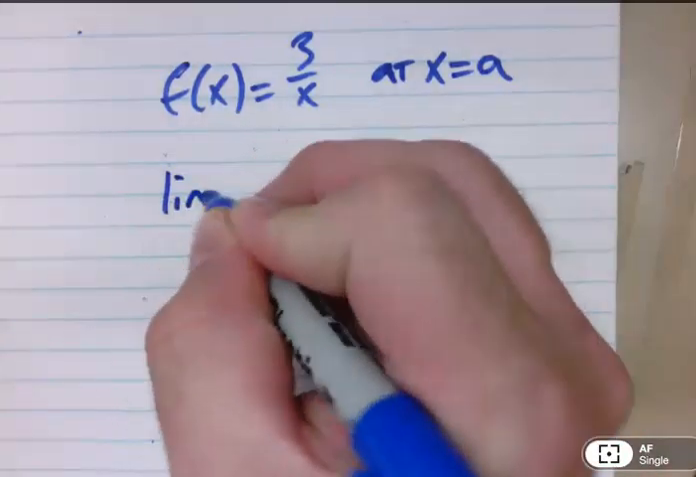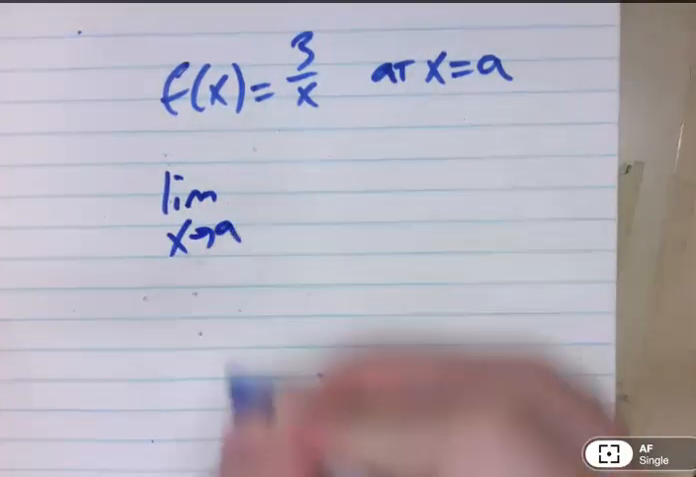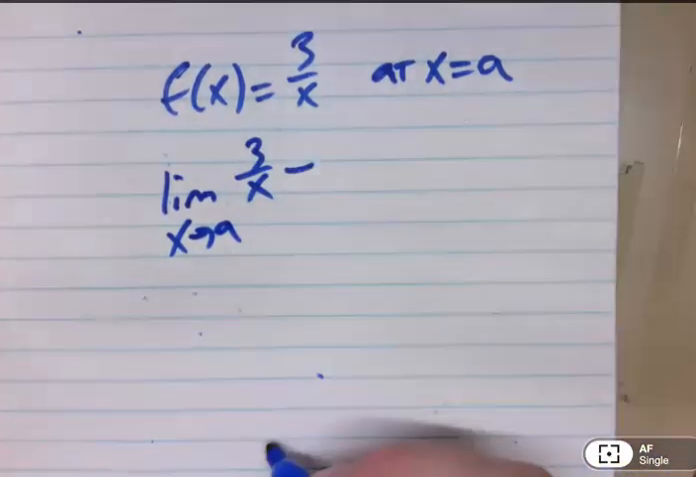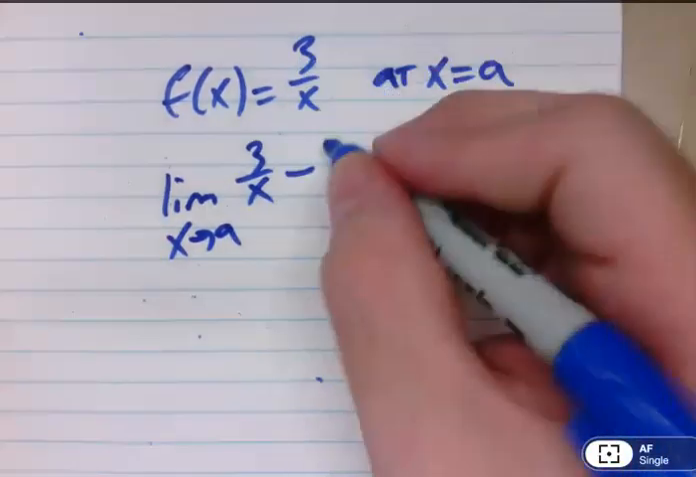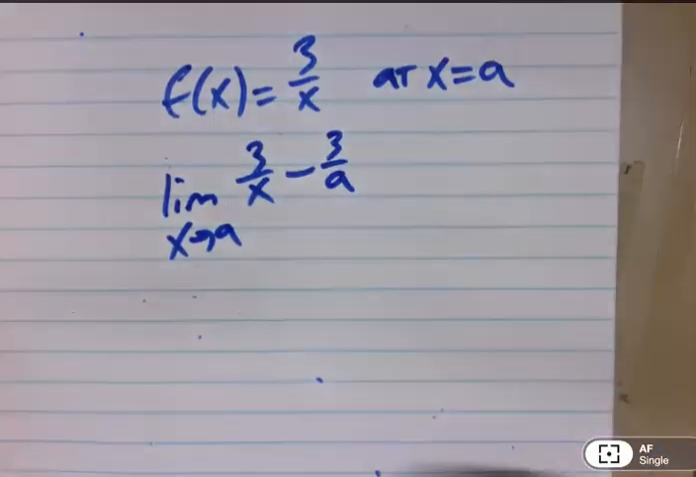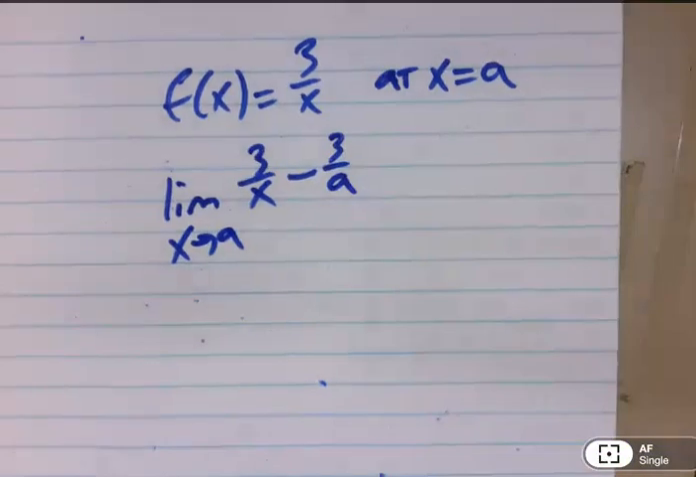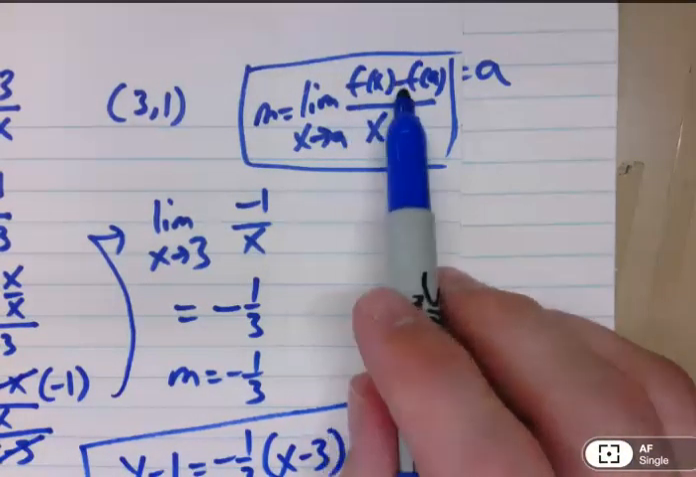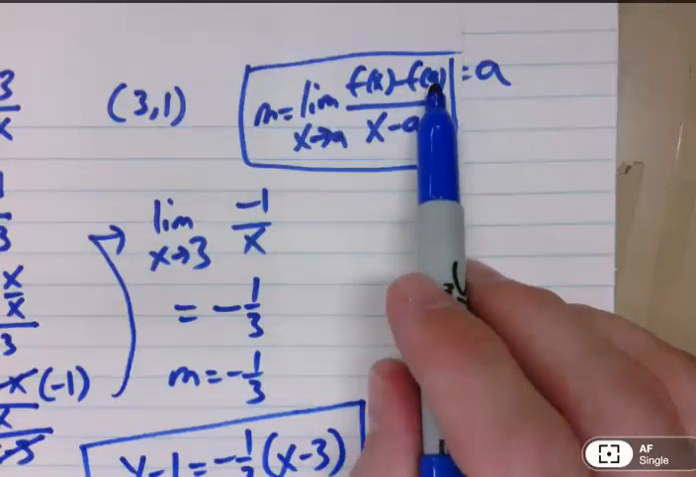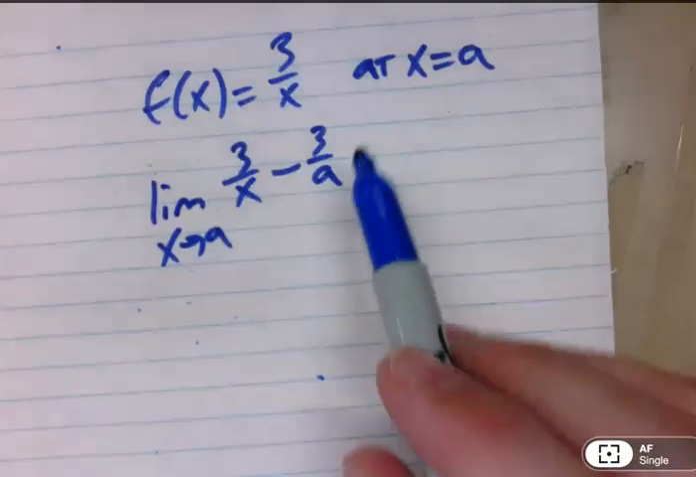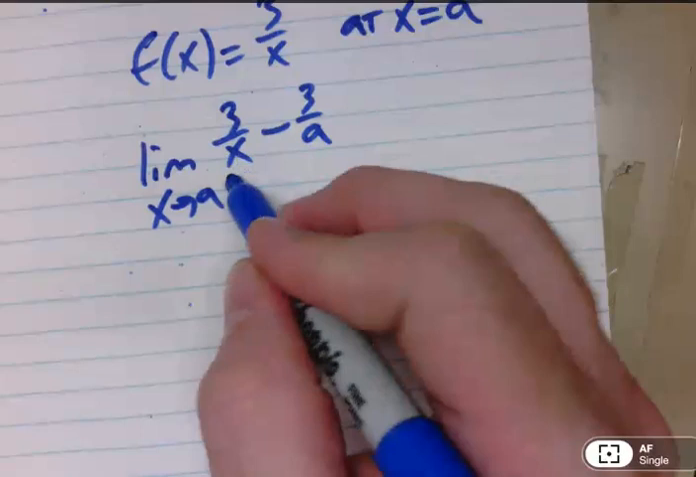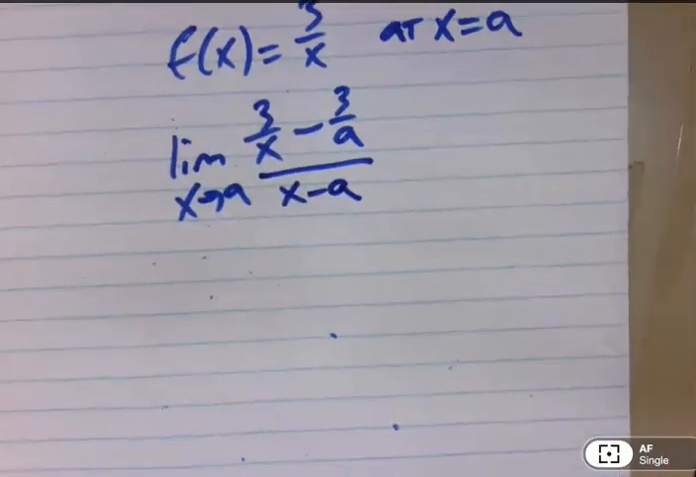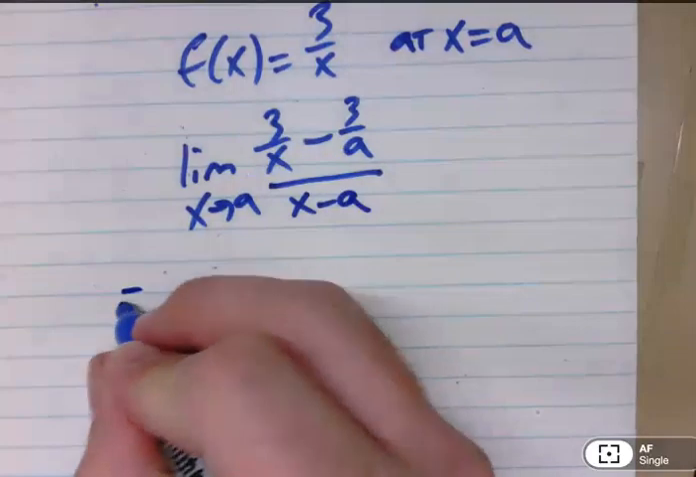So I'll do the limit as x approaches a of f of x, which is 3 over x, minus f of a. Well, f of a is just 3 over a, right? Literally, if I'm following this, this says to take your function f of x, then subtract the same function but evaluate it at a, all over x minus a. So the strategy, the algebra, is basically the same, but I've got to do it generic.